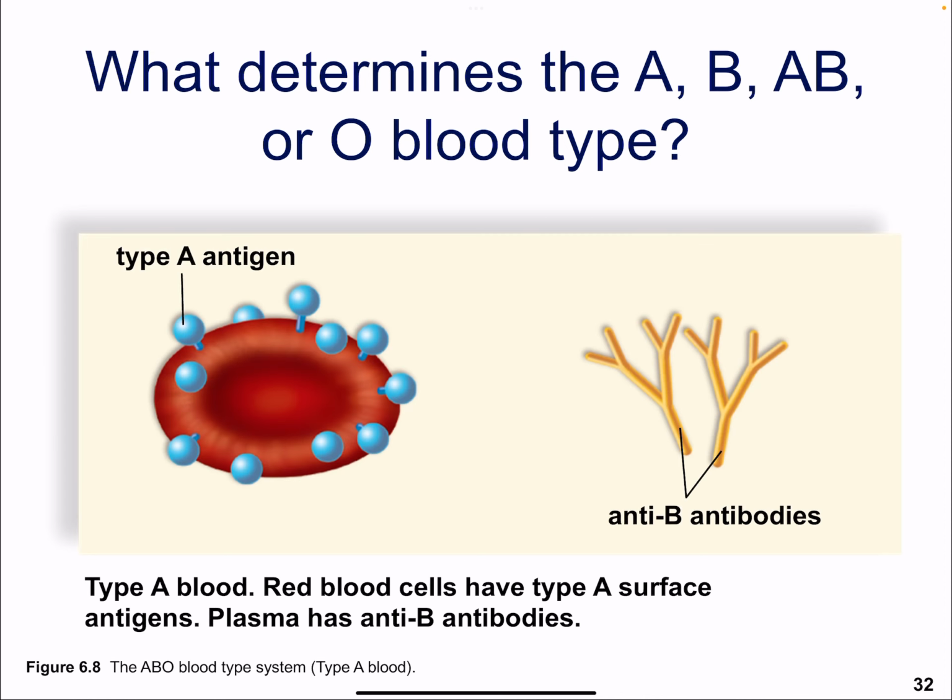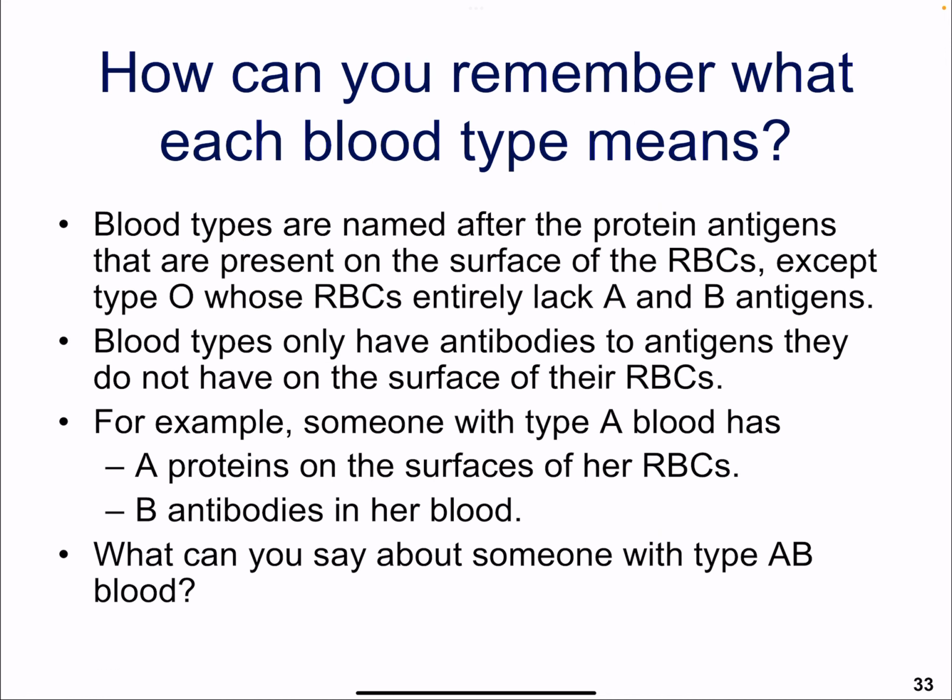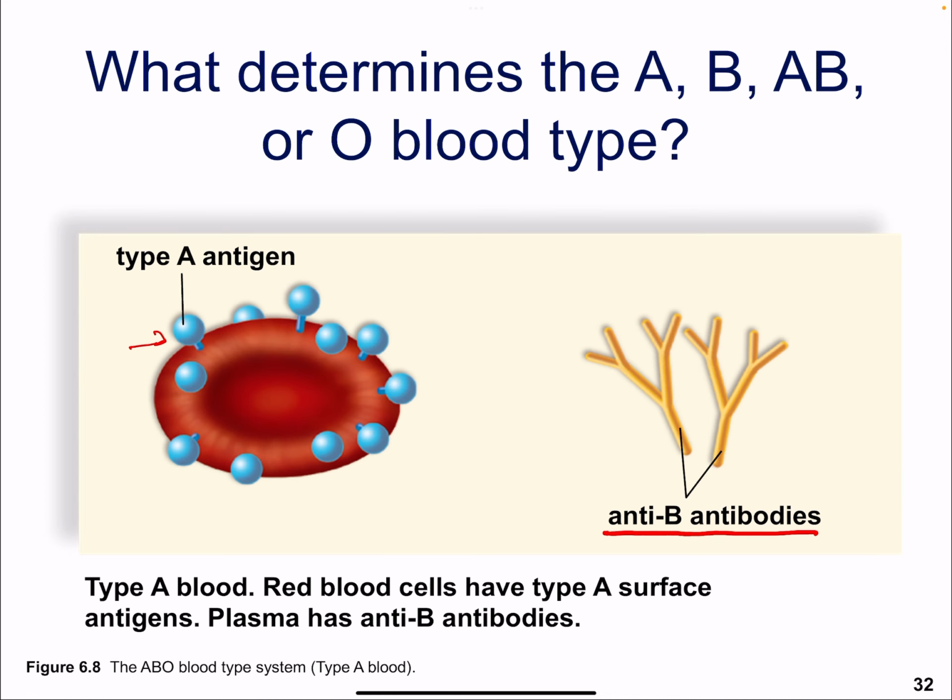That's just an example. All right, so here I'm showing that you have type A here, okay? That's the surface marker in individuals who are A. They're going to produce antibodies against B. Individuals who are B, they're going to produce antibodies against A, and so on and so forth. You already know the story.